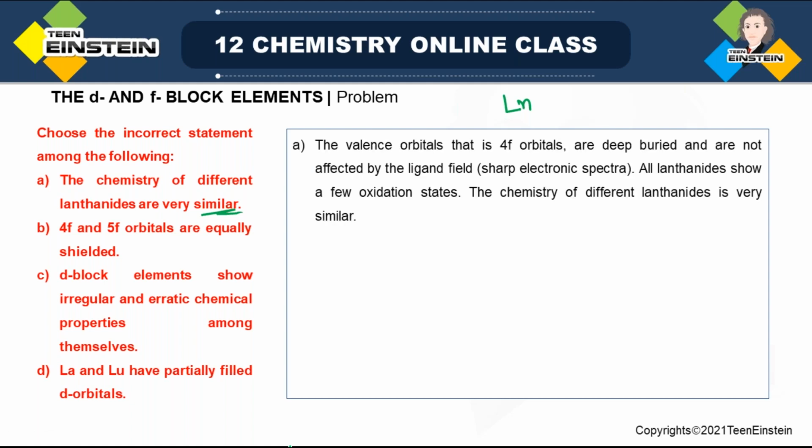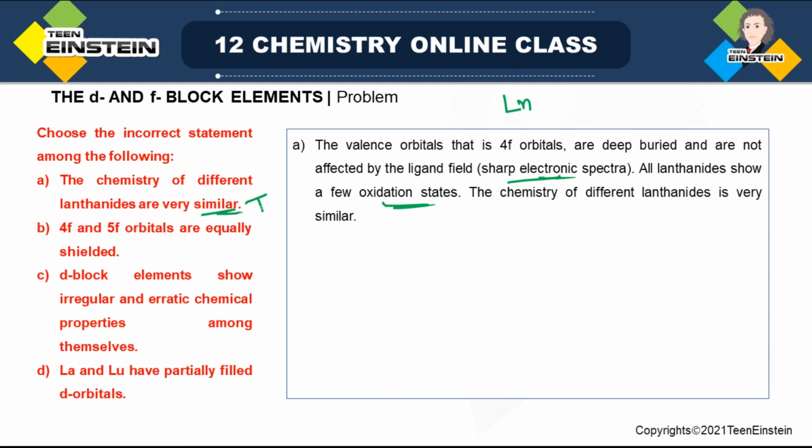So the first point, that is the valence orbitals, that is 4f orbitals, they are deeply buried and not affected by the ligand field, and that is also the reason for which we get sharp bands in the electronic spectra. And as these 4f orbitals are less influenced by the ligand field, they will show very few oxidation states, +2, +3, +4. So that is the reason their chemistry is very, very similar. So this is the explanation for the first statement.